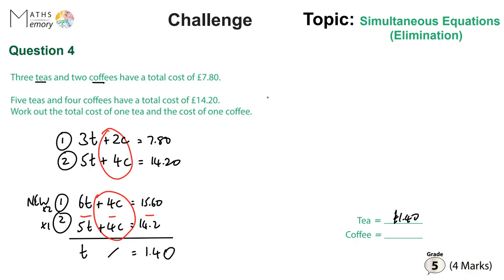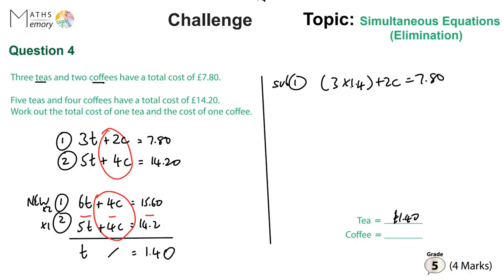Okay, let's find out C. To do this, we're going to sub in something over here, into either number 1 or number 2, whatever looks easiest. We'll go into number 1. So sub in number 1, wherever we see T, we plug in £1.40. So 3 times 1.4, plus 2C equals £7.80. If we triple this, we get 4.2 plus 2C equals £7.80.